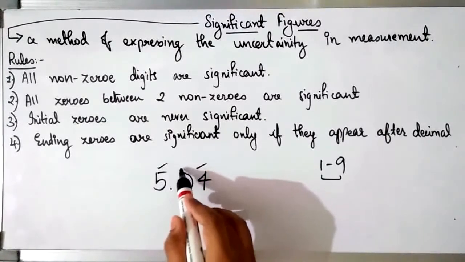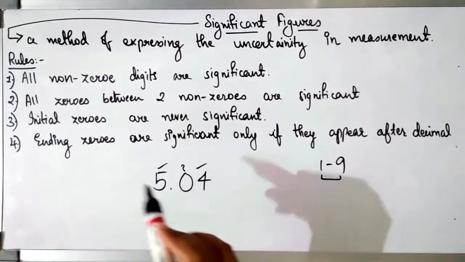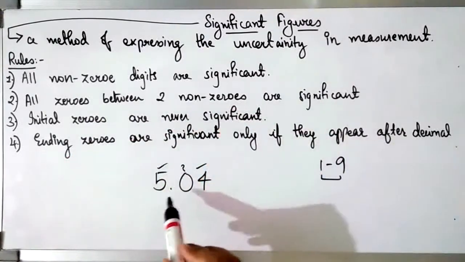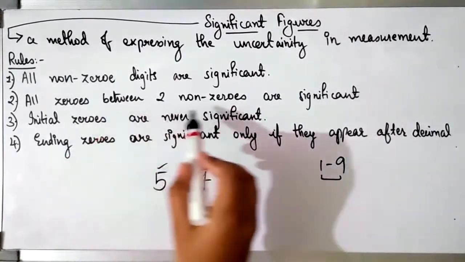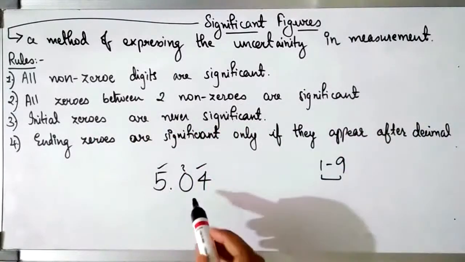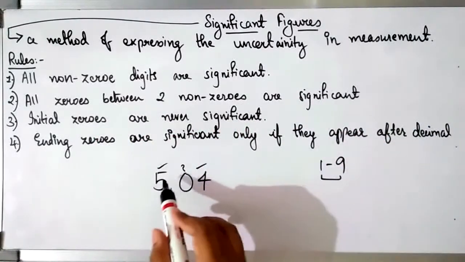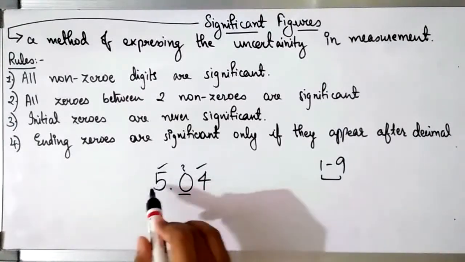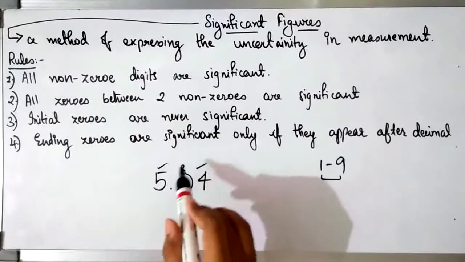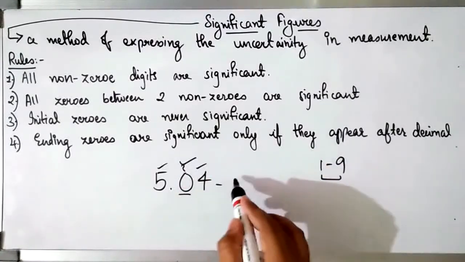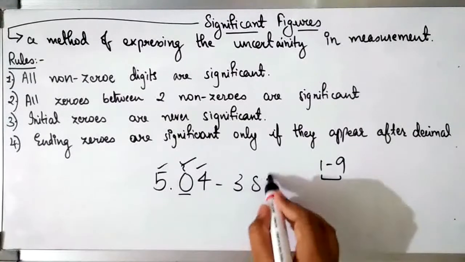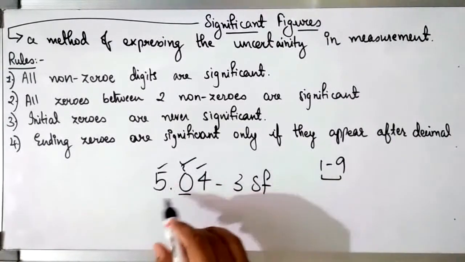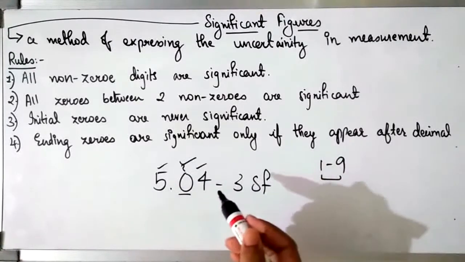Now we need to check whether this 0 is significant or not. Our second rule says that when zeros are present between 2 non-zeros, they are significant. These 2 are non-zeros, so the 0 present between them is considered to be significant. So we have already got 2 significant figures, and the 0 present between 2 non-zeros can also be considered a significant figure. So overall we have 3 significant figures.